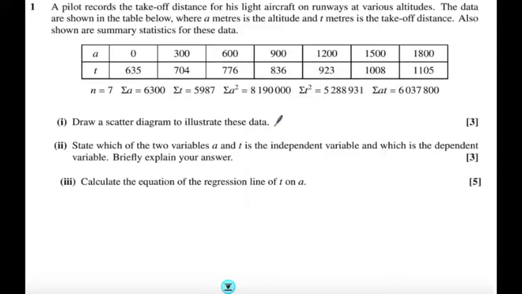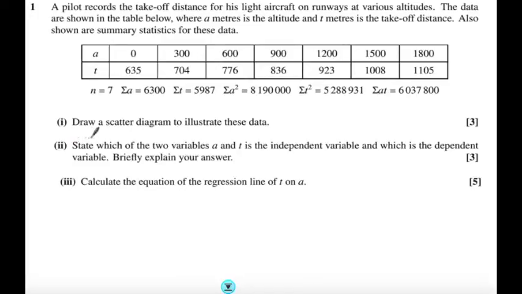Right, I'm not going to draw the scatter diagram for you, but if we just look where those marks come from, it doesn't have to be that accurate. They've just got 0, 500, 1,000, etc. So you get a mark for the values of A, a mark for the values of T, and a mark for the axes.